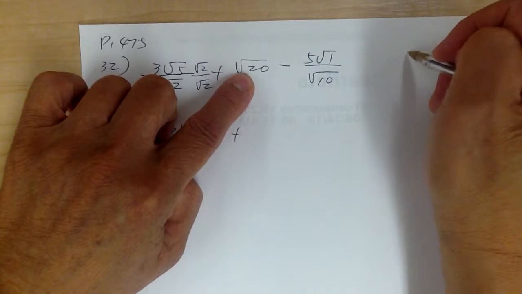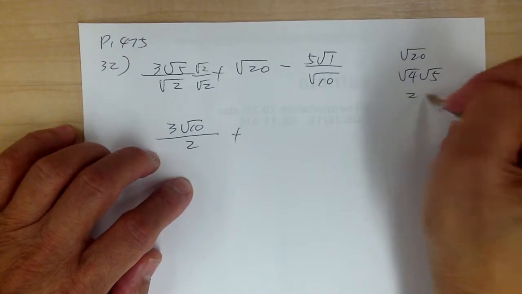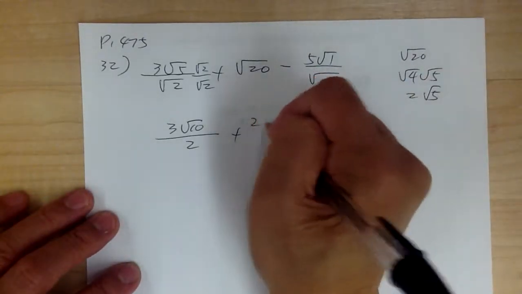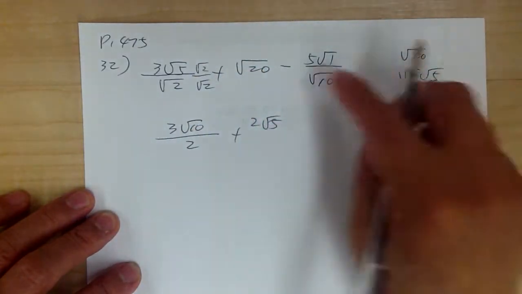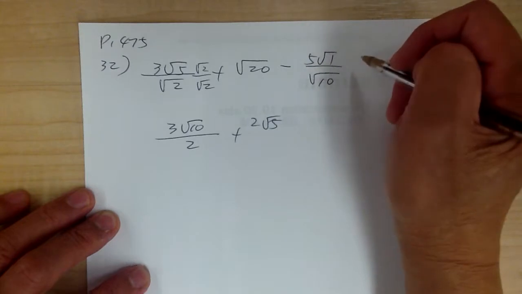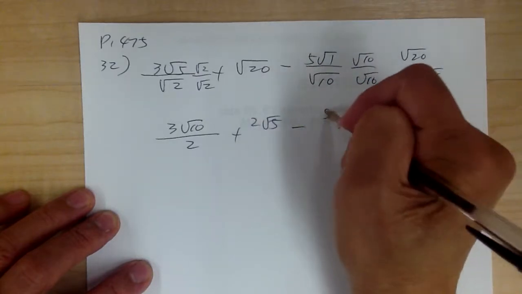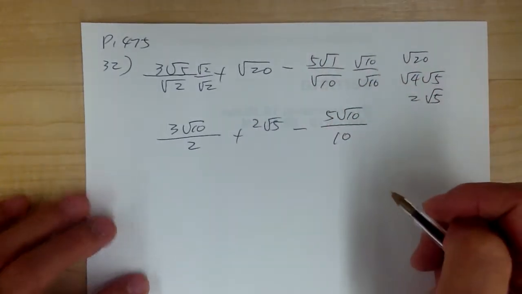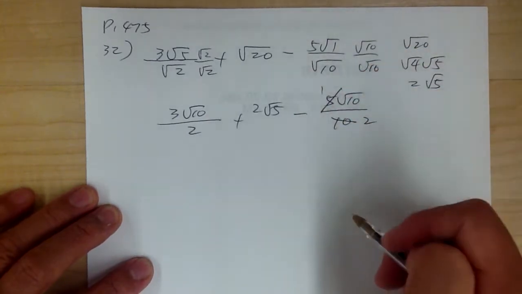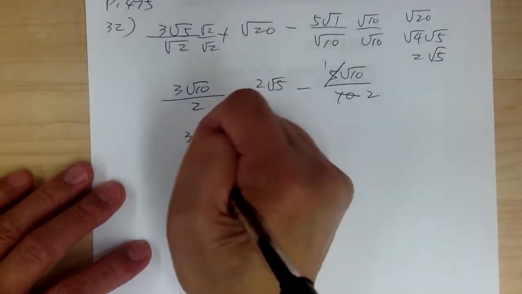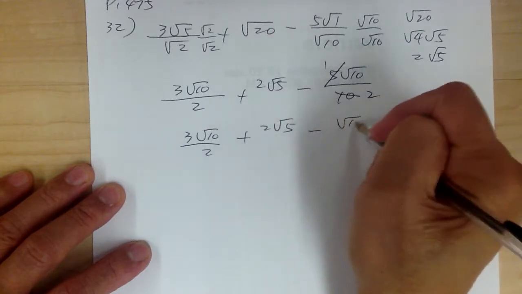Okay, this one you can go off to the side. So square root of 20, you can break it down to square root of 4 times square root of 5. So it becomes 2 square root of 5. Okay? So don't clutter up your work with little steps. This one over here, you can multiply by square root of 10 over square root of 10. So you get 5 square root of 10 over 10. And then again, you can cancel things out. You get 1 and 2. Okay, so let's tidy up things a little bit. So you've got 3 square root of 10 over 2 plus 2 square root of 5 minus square root of 10 over 2.